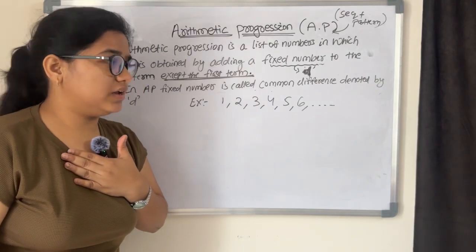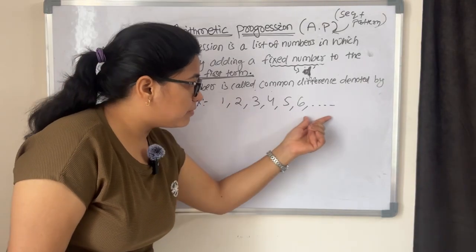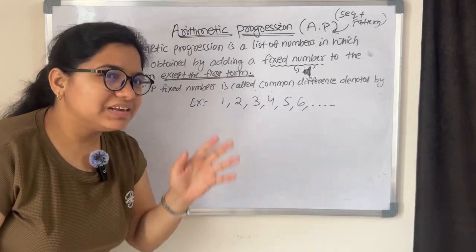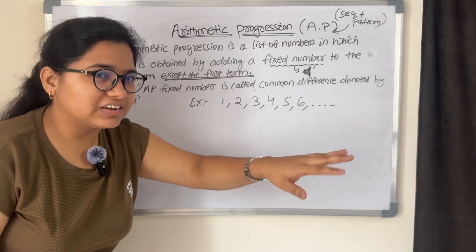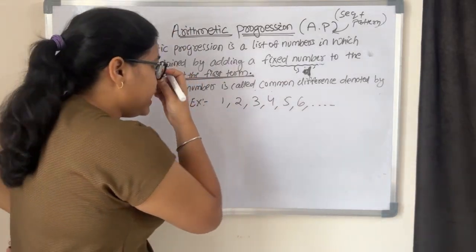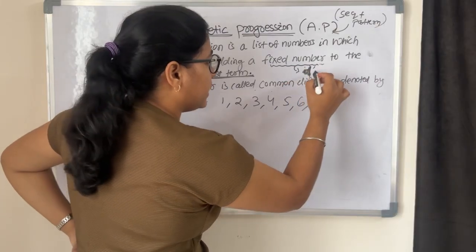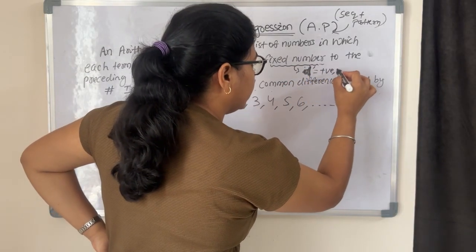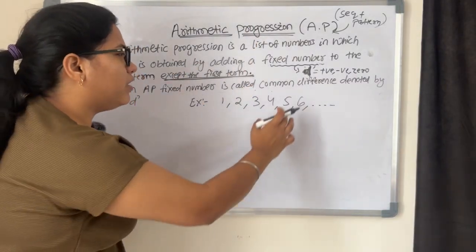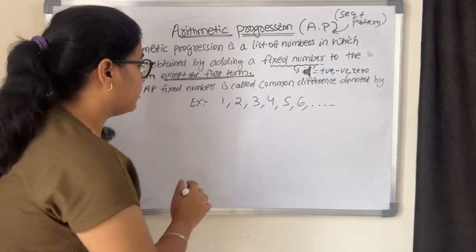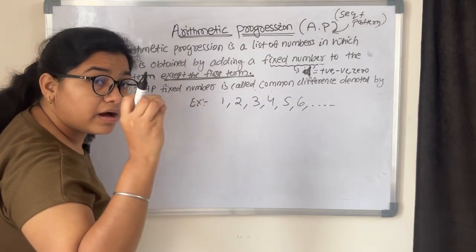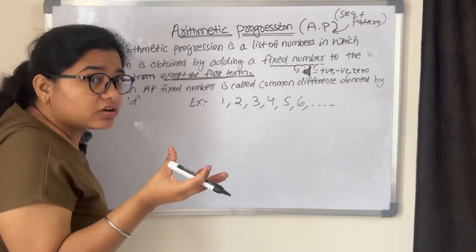We need to find whether this list of numbers follows a specific pattern or not. How to check? Preceding term plus D is equal to the next term. In AP, D can be positive, D can be negative and D can be 0. I will give you examples for all of these, so no need to worry. So what do we need to do to check whether the sequence is following a pattern or not?